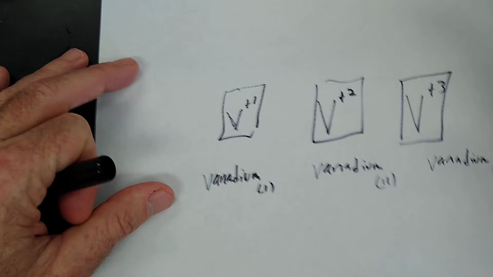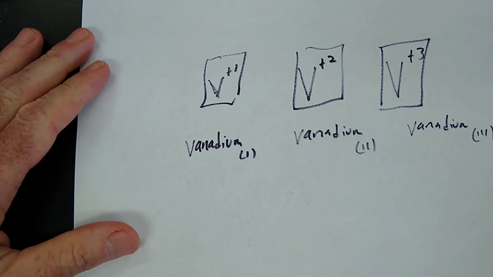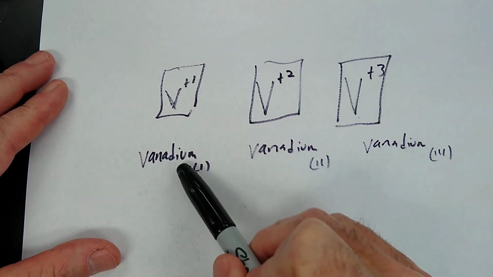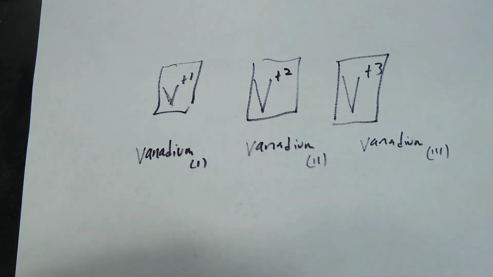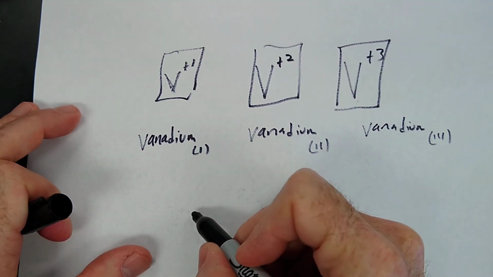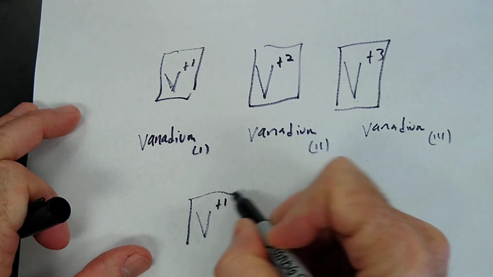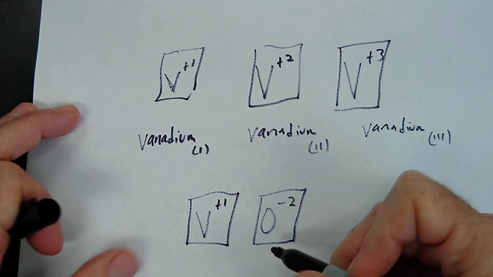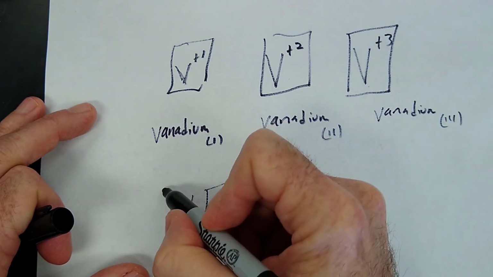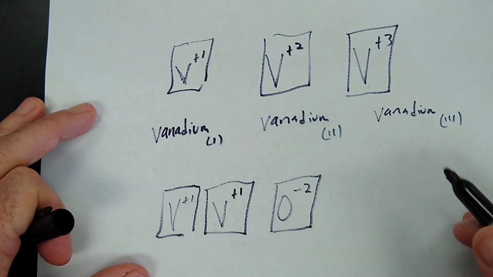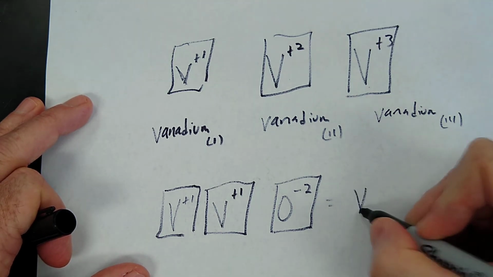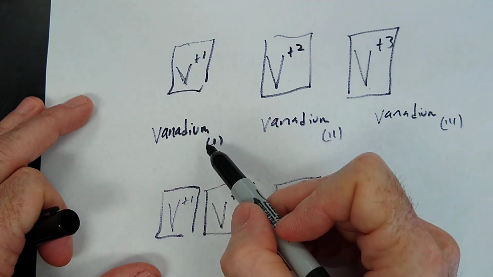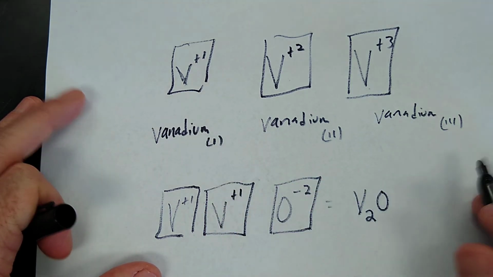Now this ends up confusing kids because I end up asking you questions like, what is the formula for vanadium 1 oxide? And you would say, okay, vanadium 1, that means vanadium with a +1. Oxygen has a -2. Okay, I'm going to need 2 of these cards. If they're each vanadium 1, I'm going to need 2 of the cards. So the formula is V2O. So the formula for vanadium 1 oxide is V2O.